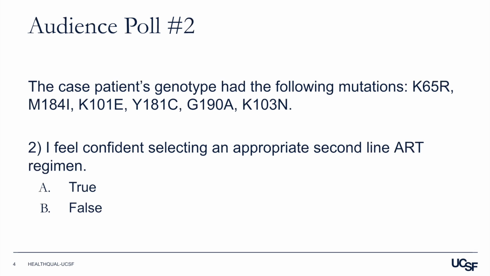So it looks like about three-quarters of the group do not feel confident interpreting the genotype, and three-quarters of the group do not feel confident selecting an appropriate second-line regimen, and that's great because that's what we're going to walk through today. It's really helpful to hear your responses, just because that gives us a sense of what would be useful information for us to share in our future lectures. So I'll stop sharing the poll and we'll move on with the talk here.